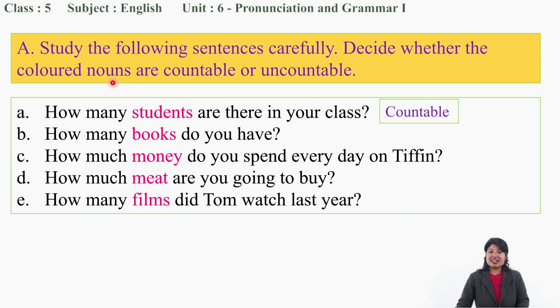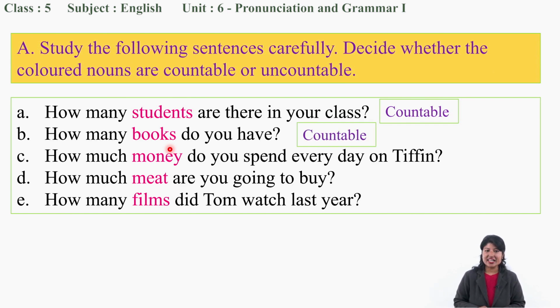Similarly, B, how many books do you have? Books. We have already discussed it, right? There was an example. 1 book, 2 books, 3 books, 4 books, 5 books. So we can count books. That means it is countable.